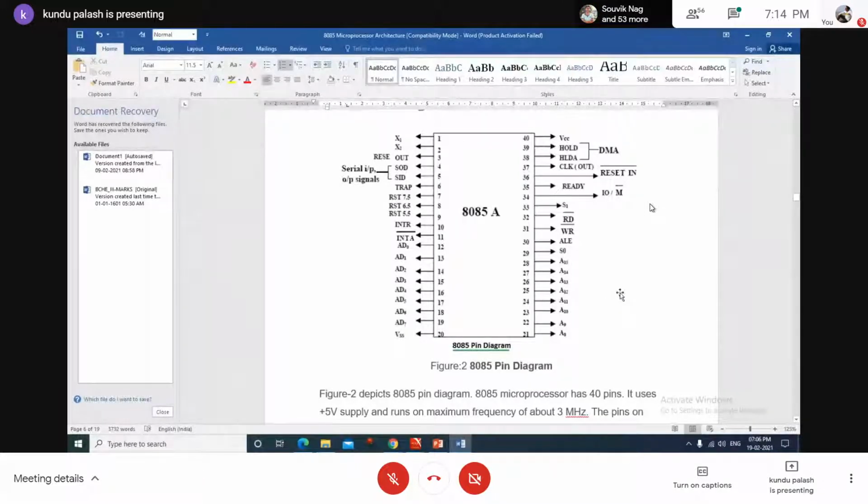Some of the pins we can see are symbolized as A, which stands for the address lines. So A8 to A15 are the 8 address lines, called the higher address lines. And AD0 to AD7 are the lower address lines. That's why we can see not A but AD. Why? Because these lines are associated not only with the address signal but also with the data flow. So that's why it is address data.